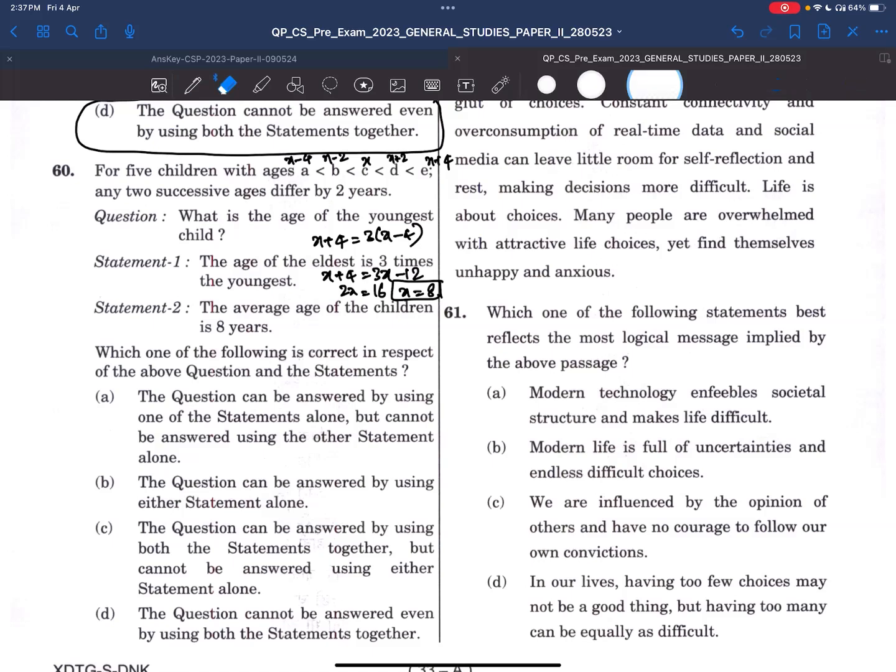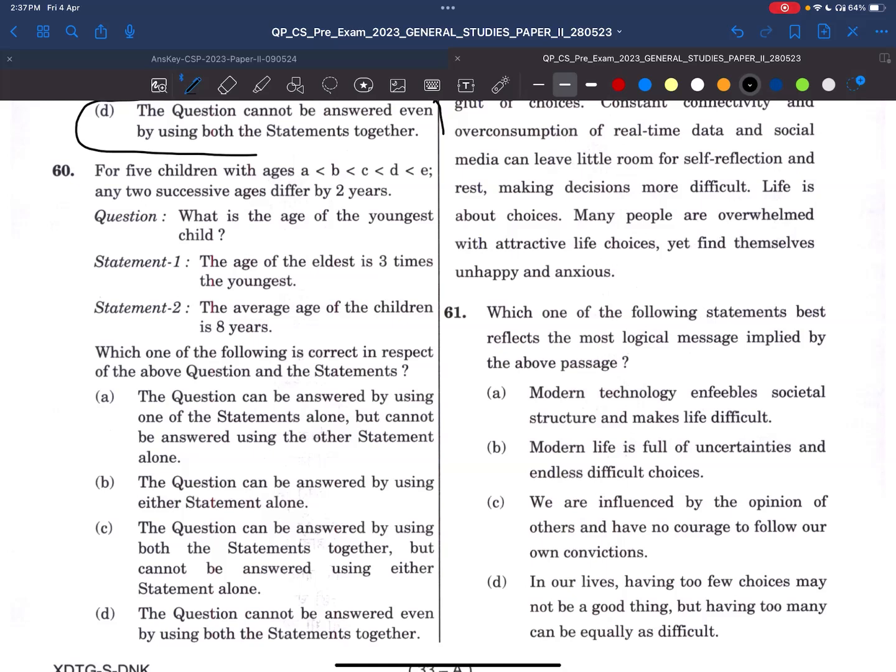Right? So how can we write these values? I'll erase it. The values will be 8. The difference is 2, so this will become 10, then 12. Here 6 and 4. Right? What is the question? What is the age of the youngest? Age of the youngest is 4. Yes, by using statement number 1, you are able to tell the youngest child's age, right? Okay, now let's go to statement number 2.